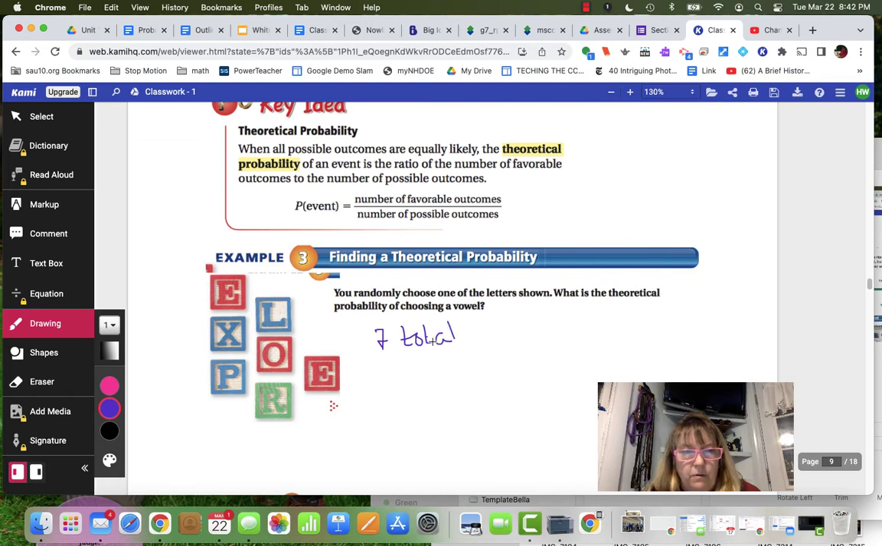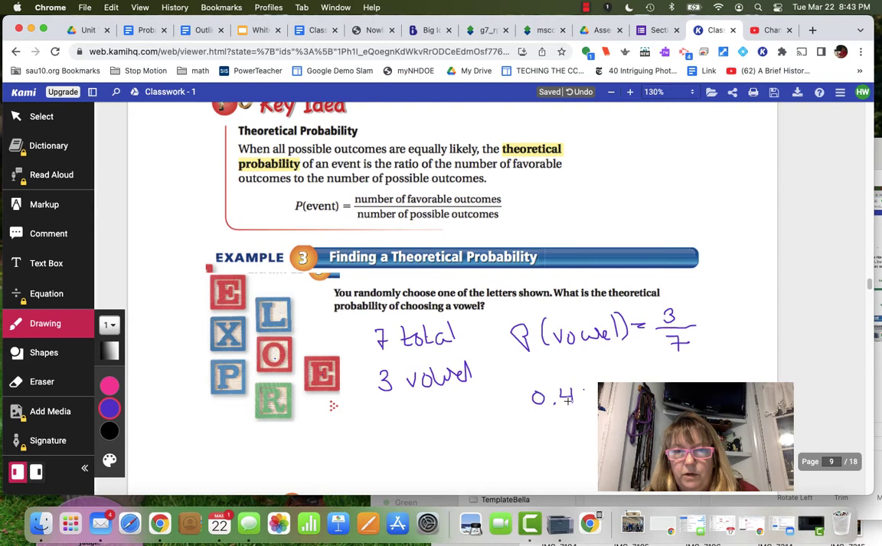How many of them are vowels? Well, 1, 2, 3. So there are 3 vowels. So the probability of choosing a vowel is equal to the number of times there is a vowel divided by the total number. And when I divide that, I get 43 hundredths, which is 43%.